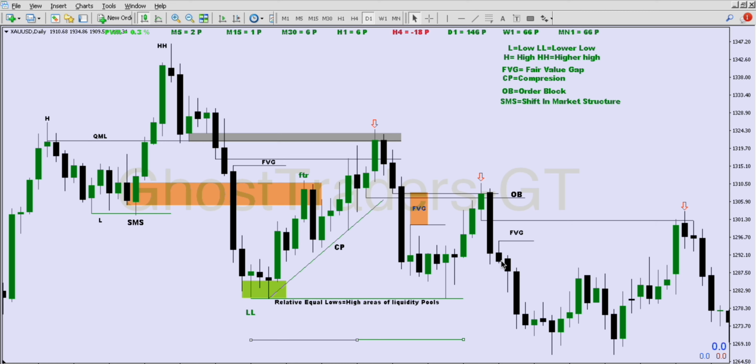We have price imbalances. Price was going down. We have this low being taken out here, so we can say we have a shift in market structure. Again here, there's a shift in market structure. Price pushes down, shift in market structure, and then price pulls back to this level of our fair value gap here, closes the fair value gap, and then we get to see price pushing down.